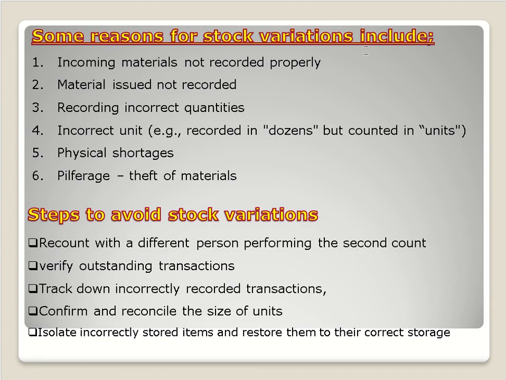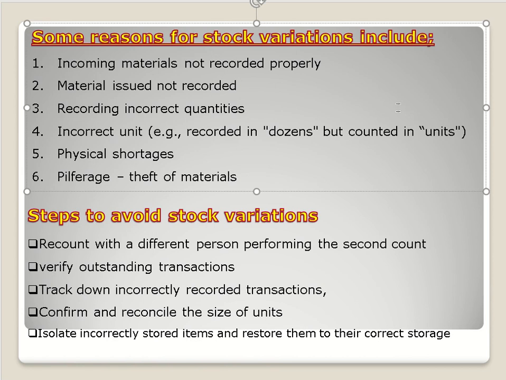And some reasons for stock variations include, once there are stock variations or stock balance errors, number one, incoming materials. Maybe incoming materials are not recorded properly. Materials issued are not recorded. The ones that are issued are not recorded, so there are failures in recording. Or when we record incorrect quantities, or sometimes instead of dozens we use units, incorrect unit, physical shortages.